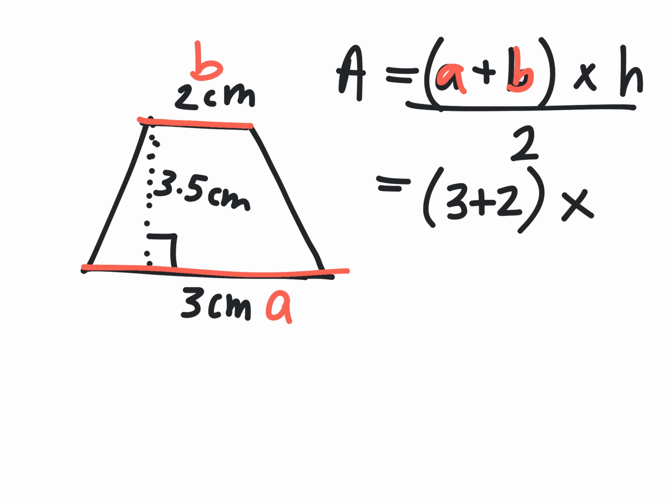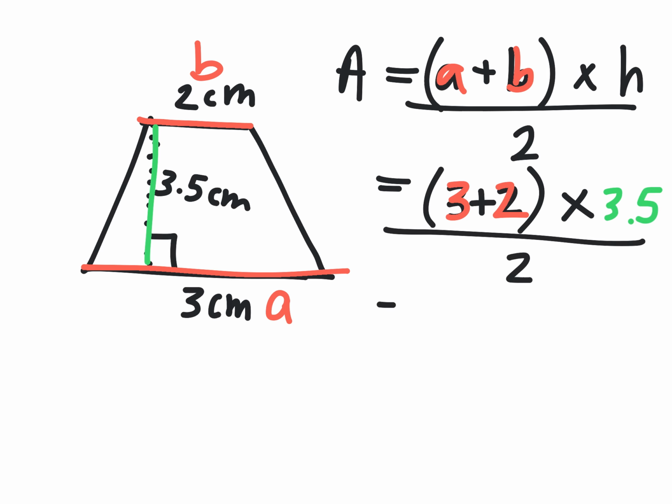Then we're going to multiply it by the height. So this was 3 plus 2. What is the height of this trapezoid? 3.5. 3.5, good. So multiply by 3.5. And then we calculate that and we just take the answer and divide by 2. So we did 3 plus 2 equals 5, right? Then you multiplied that by 3.5 and you divided it by 2.